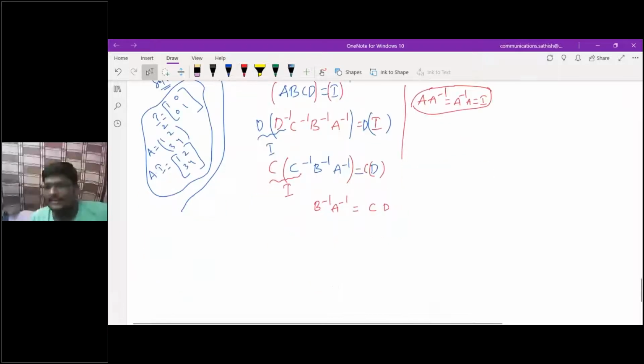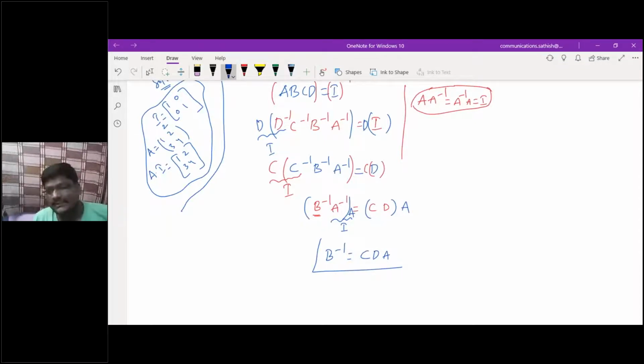But don't multiply A on the left here, because matrix multiplication is not commutative. Hence I need to multiply that A on the right side. So this value will become I. Then what is my B inverse here? B inverse is CDA. Am I correct or wrong here? Yes, sir, this is the answer for that. Are you able to follow me?